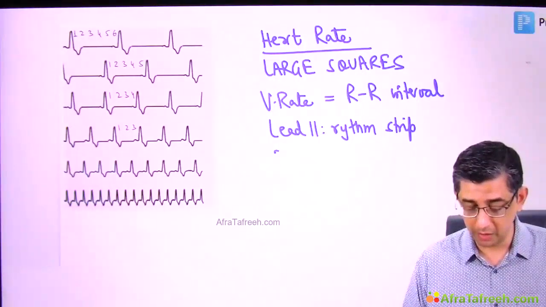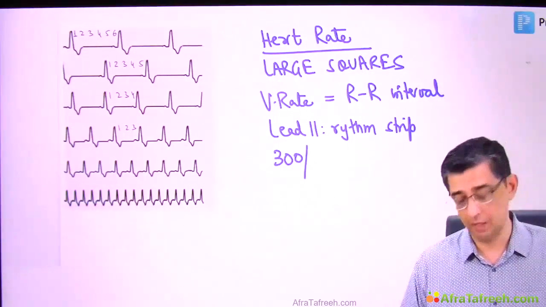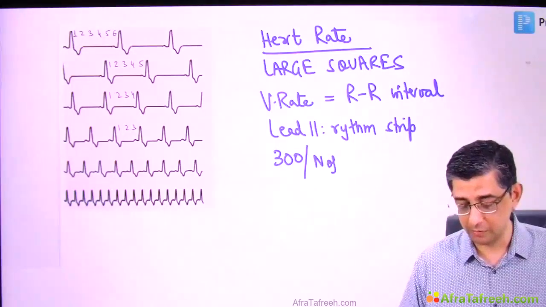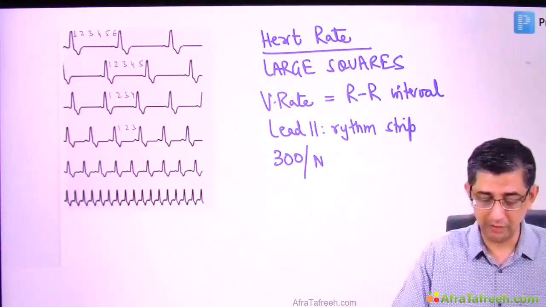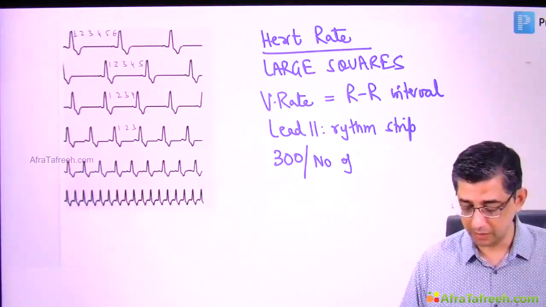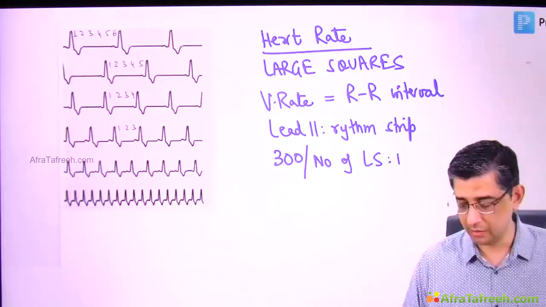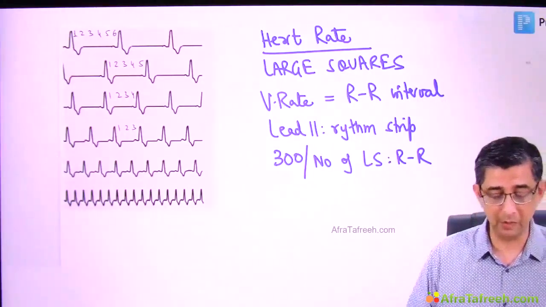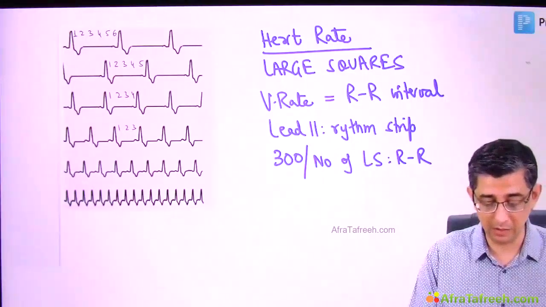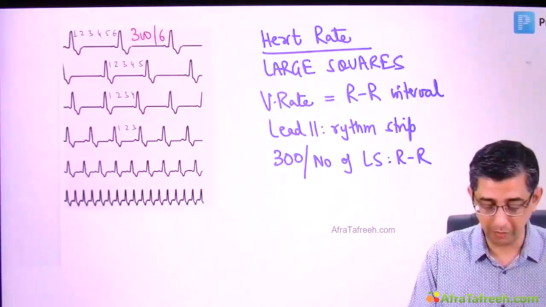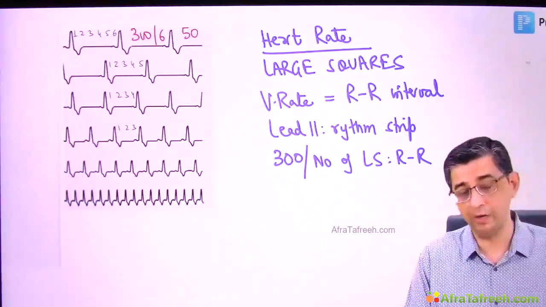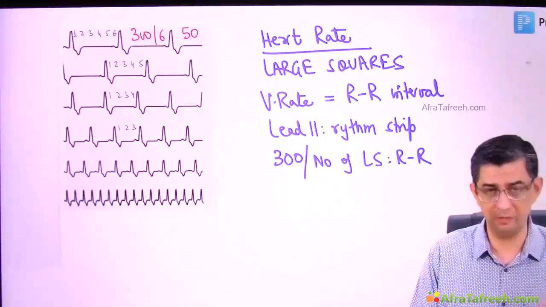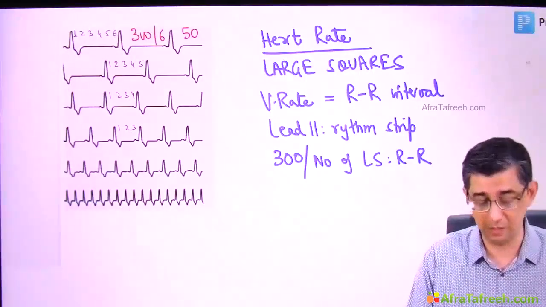The formula that you're going to deploy is 300 divided by the number of large squares. Mark my words there. It is 300 divided by the number of large squares that are separating the R and the R wave. Like in the first one, you can see that it's approximately 6. So 300 by 6 is what mathematically will turn out to be 50. So the person is having a bradyarrhythmia, or at least a bradycardia. We will find out subsequently what kind of bradyarrhythmias are present.